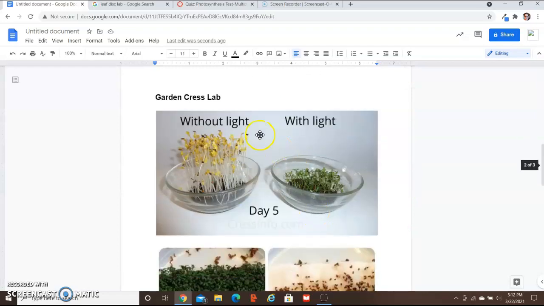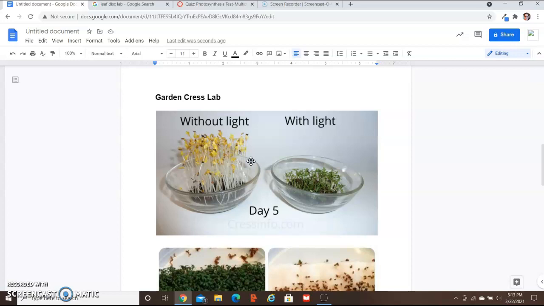Well, this is what we found. Without light, this was what it looked like after our 5-day study. So yes, the plant without light grew taller, but once it started getting leaves, those leaves never turned green, and if you wait long enough, they will start to wilt.